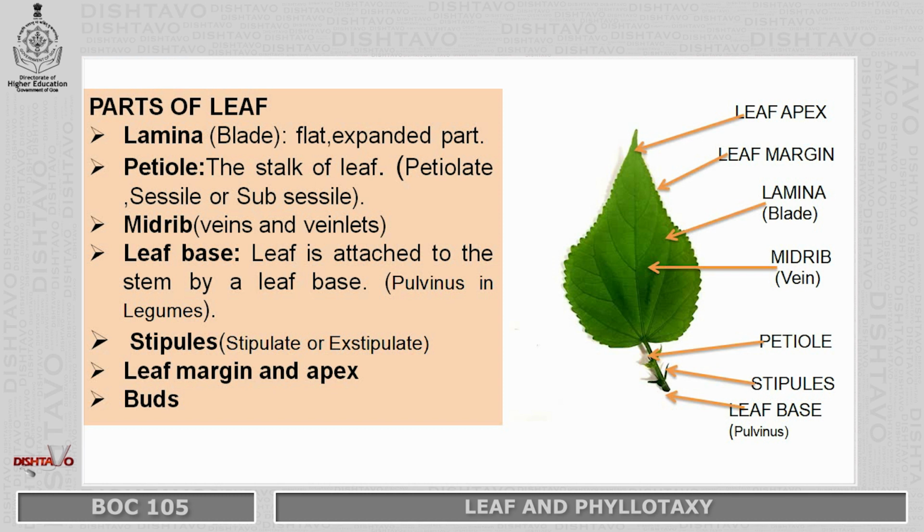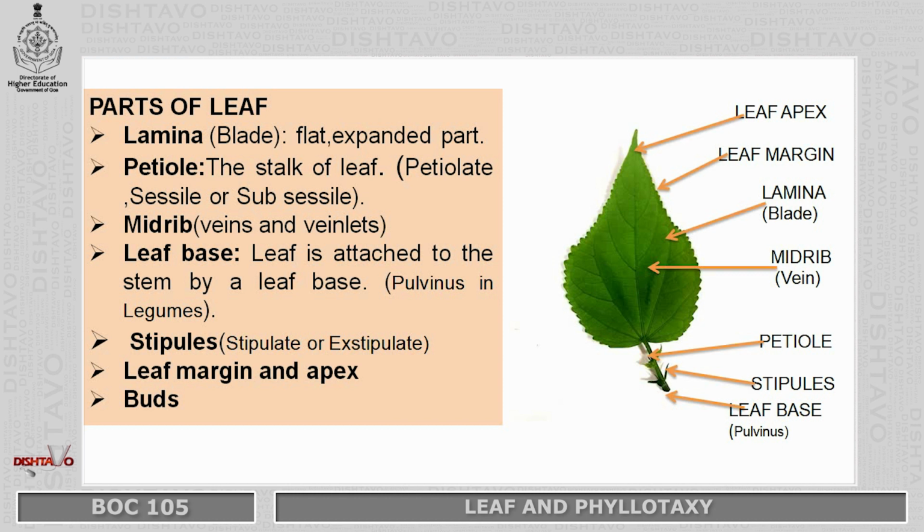Then we have the next part which we see as the leaf base. Leaf base is the point of attachment of the leaf to the stem. In some plants like the legumes, this leaf base is swollen and is called the pulvinus. Next are the stipules. Stipules are lateral green appendages usually on either side of the leaf base, and they are more prominent in dicots and very rarely seen in monocots.